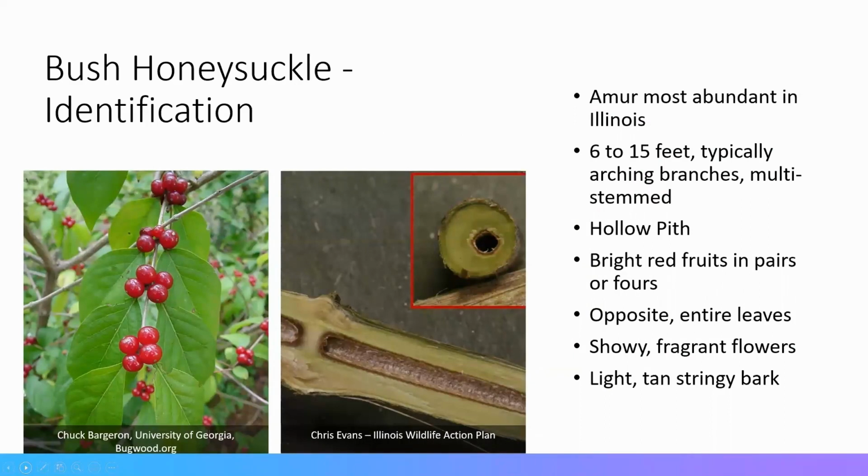Probably one of the more telltale signs: when you're doing a highway survey, you are driving down the road 60 miles per hour or 45 or whatever that speed limit is. One way to identify this from a distance is that it can develop these large, arching, multi-stemmed shrubs. So it's really that arching characteristic that's easy to see.